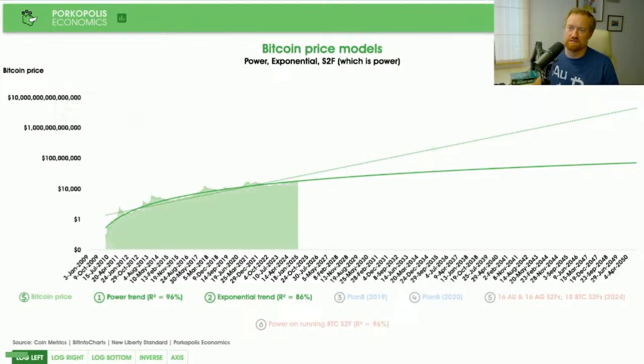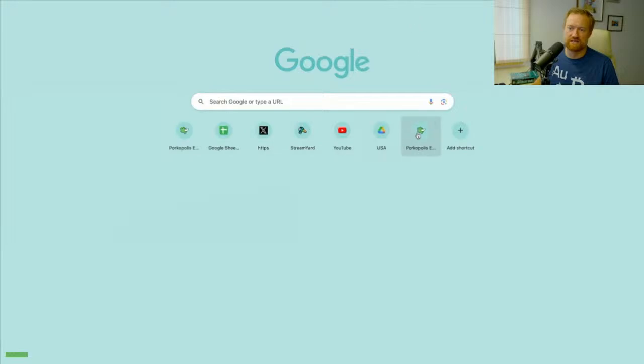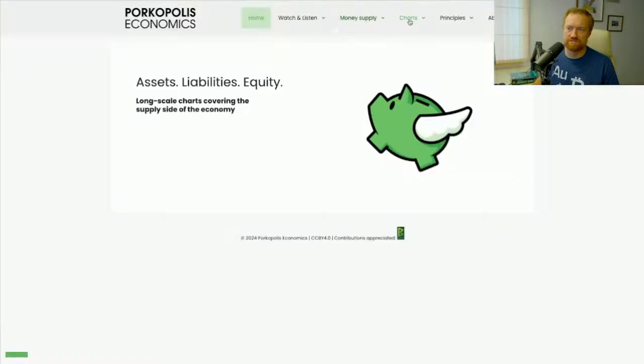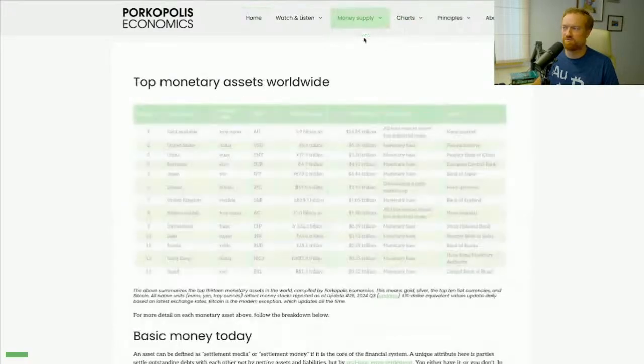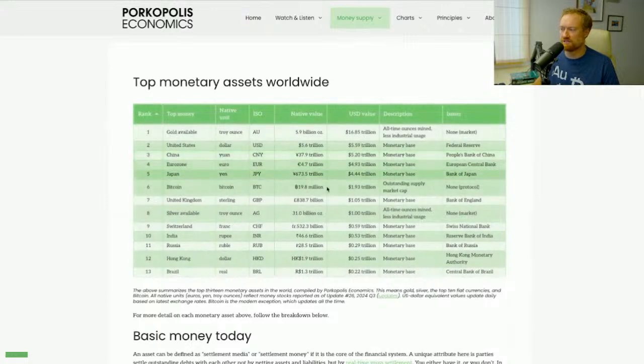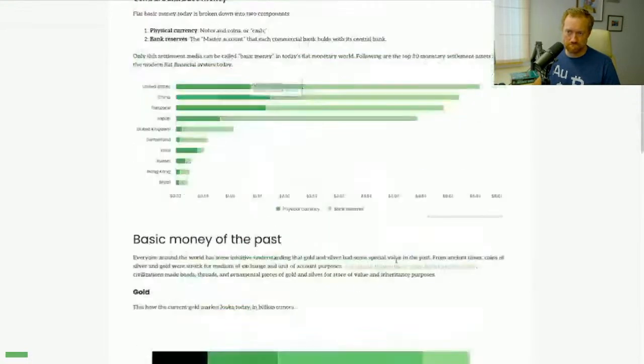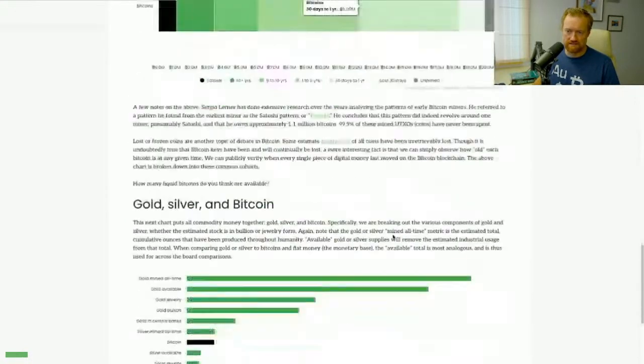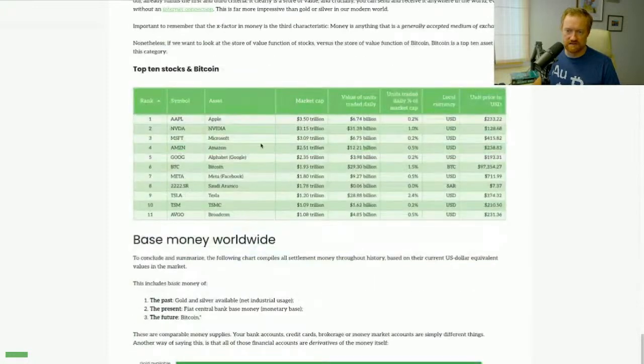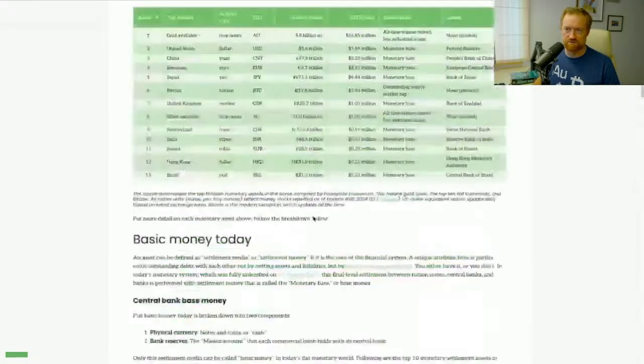I show this almost every time, and I'll continue to show it. You go to my top money assets on my website. You can see how Bitcoin is comparable to only base money in the world, available gold, available silver. You can see that there. If you want to compare it to stocks, we can see that there. We're number 6 in the world.